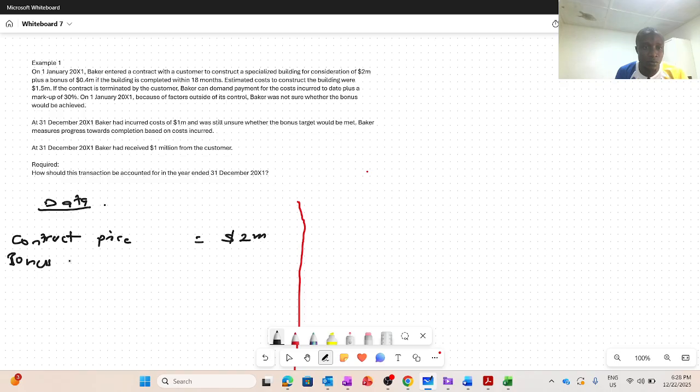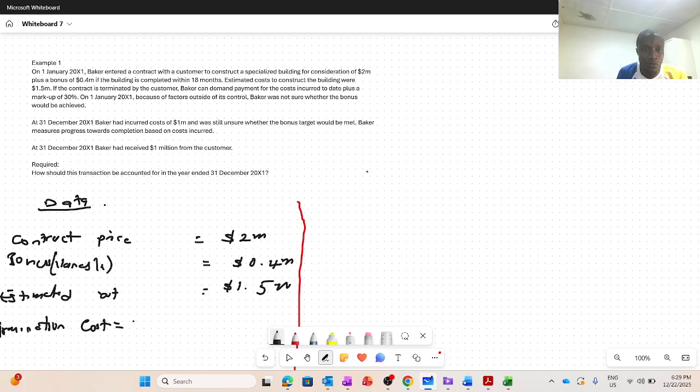If the contract is terminated by the customer, B can demand payment for the cost incurred to date plus a markup termination benefit. So the termination cost will equal the cost to date plus 30% markup. Then finally, on 1st January 2021, because of factors outside its control, B was not sure whether the bonus would be achieved.